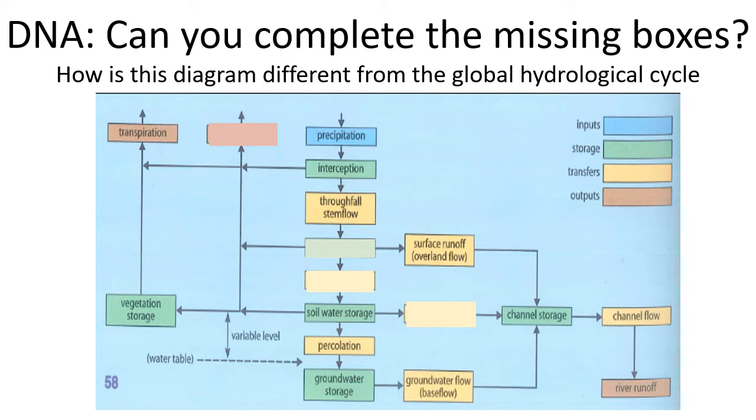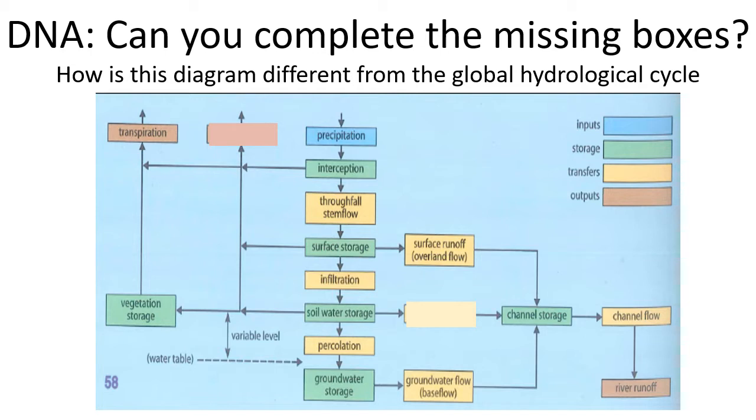So you've got precipitation, and that will get intercepted by the trees. The water will then trickle down the stems, and then it's going to end up on the surface. If you notice, that's a slightly green colour, so that's a store. What we're talking about on the surface is puddles, what we call surface storage. That surface storage will then do one of three things. It'll either run off as overland flow, go into the river and eventually disappear, or it can soak into the soil. And if it's soaking into the soil, we call that infiltration.